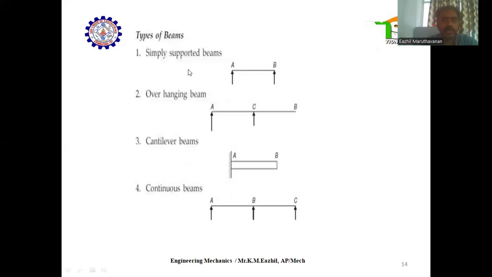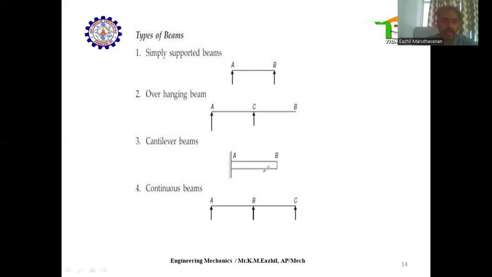The beams are of these types: simply supported beam, overhanging beam, cantilever beam, and continuous beam. The simply supported beam is nothing but a beam with supports at both ends. In the overhanging beam, after the supports, some length of the beam is extended. The cantilever beam is similar to a fixed support, and the beam hangs without any other support at the end.